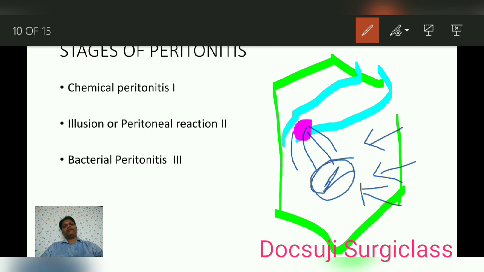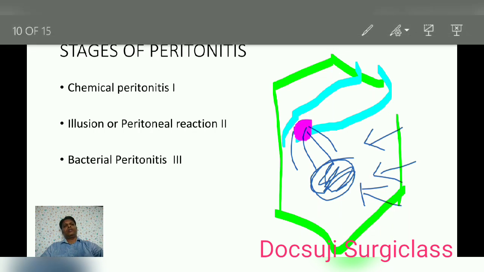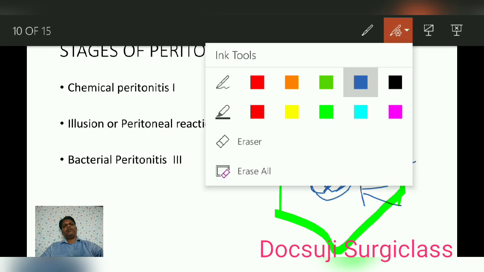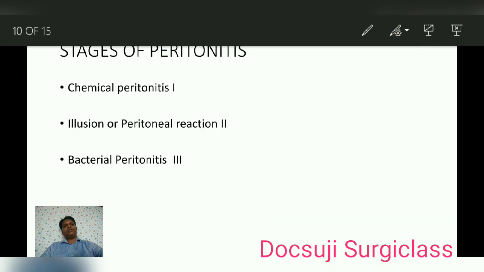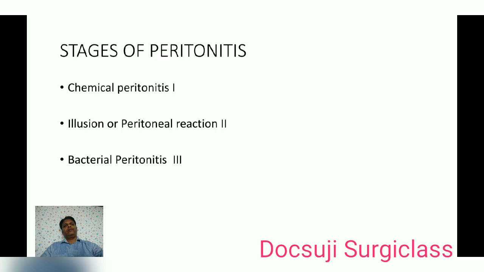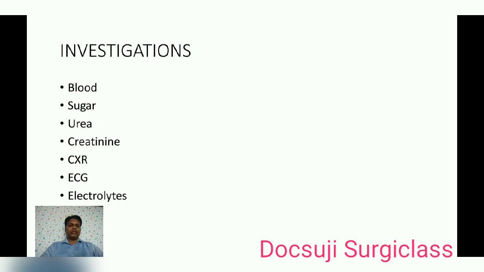Okay, because of this stagnation, there is a bacterial proliferation, and that causes peritonitis. That is called bacterial peritonitis or stage 3. So these are all the 3 stages of peritonitis. Next we are going to discuss investigations.